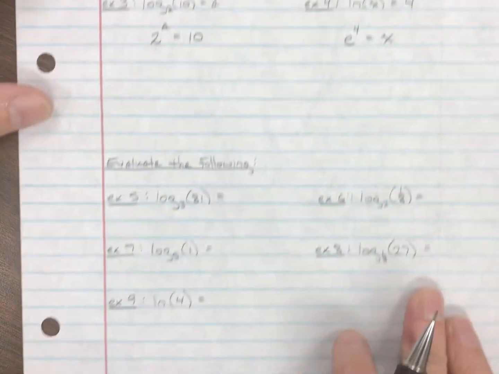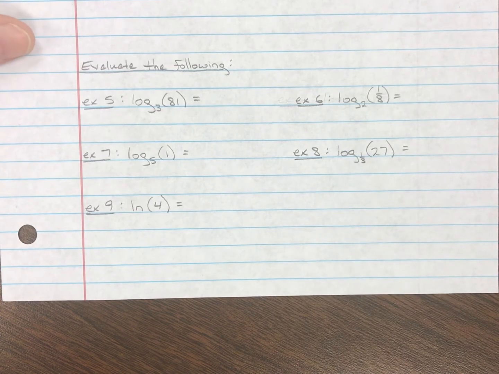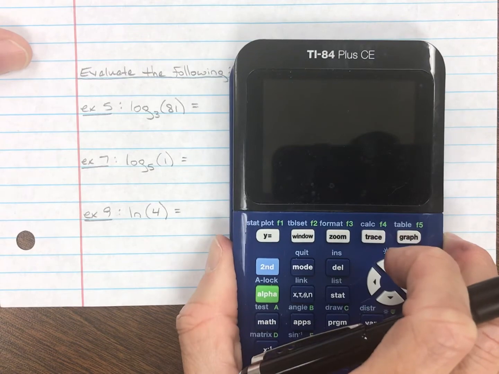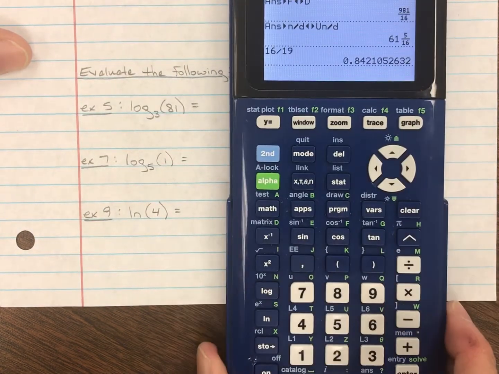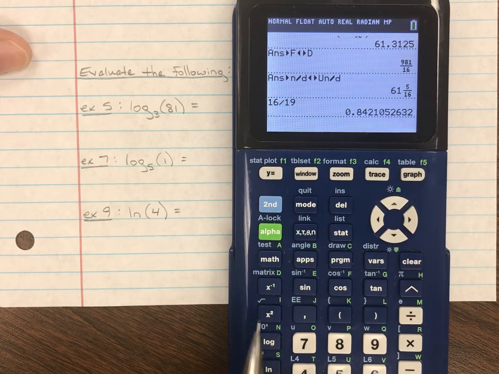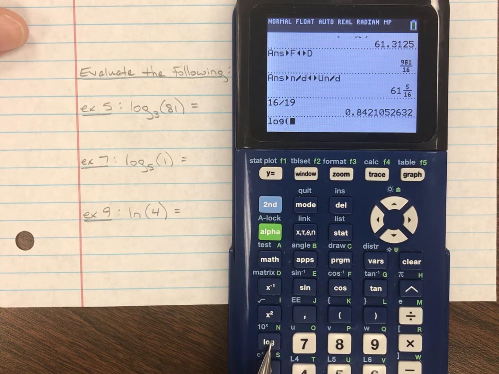Finally, let's use our calculator to do some calculations for us, and you can see how this works. These all have different bases. Your calculator has an option here. If you look down here at this log key, when I press log, notice it doesn't show a base. This key is for the common log, which is base 10.